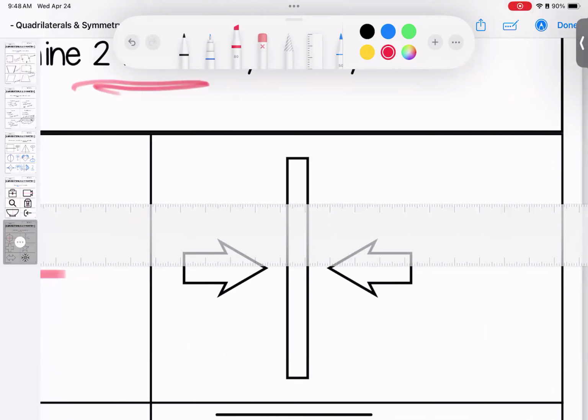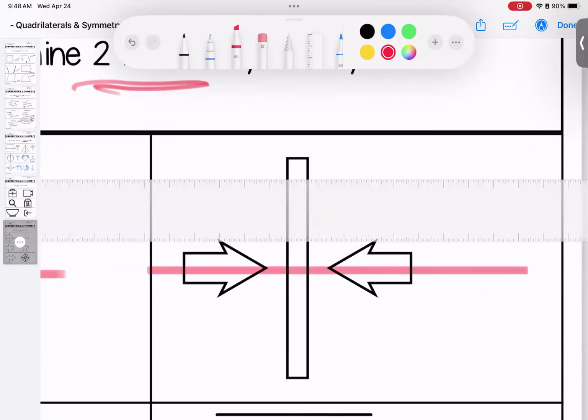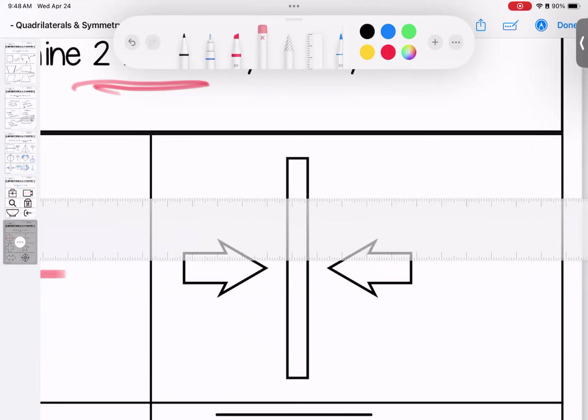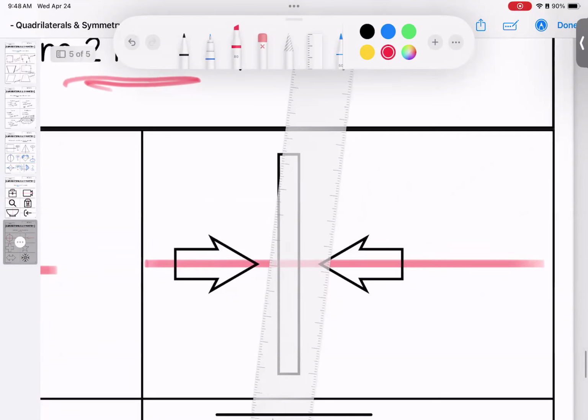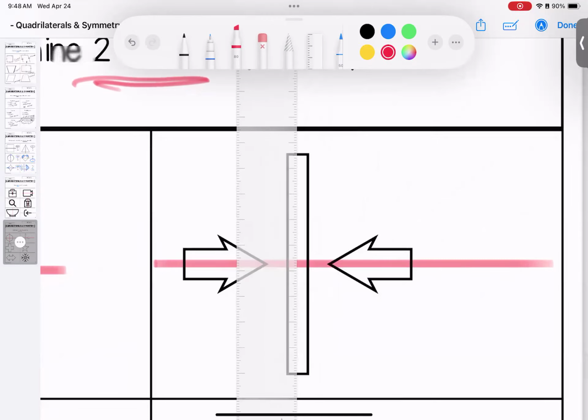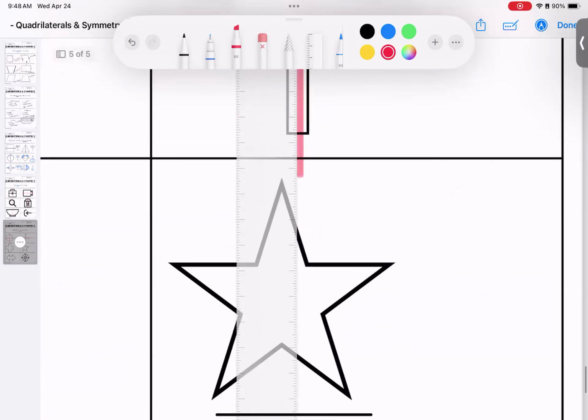Same thing for this one. I'm going to do left and right. Let me move it up a little bit. That's not the best middle because it's a thicker pencil. So I'm going to do left and right. And then I can also do up and down because if I cut this through the middle, it's going to have those equal arrows on both sides.